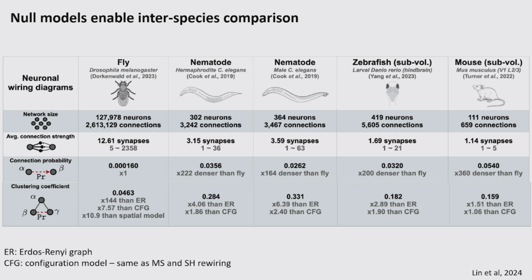While we can't compare raw network measures across species, because these don't take into account differences in the size of the networks, it makes sense to compare the benchmarked measures, or actually how much the measure is above the null. So we can compare that, for example, the fly, the Drosophila, is 144 times more clustered than a random graph, versus 4.06 in C. elegans. So it makes sense to compare across species.